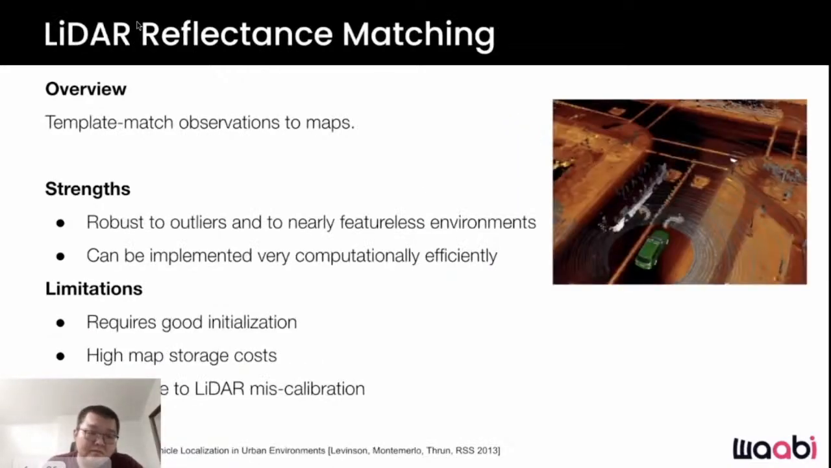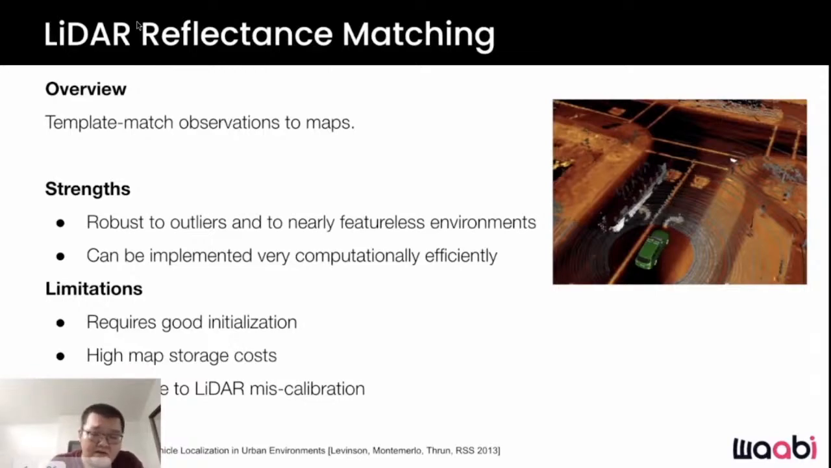LiDAR reflectance matching builds a map using LiDAR intensity imagery and matches online observations to this 2D image using simple template matching operations such as cross correlation. These methods can be much more robust than geometric ones, especially in mostly featureless environments. It can also be implemented in a very efficient manner with high accuracy.